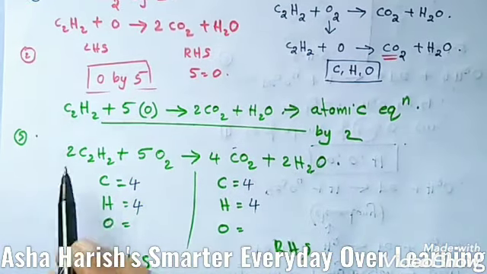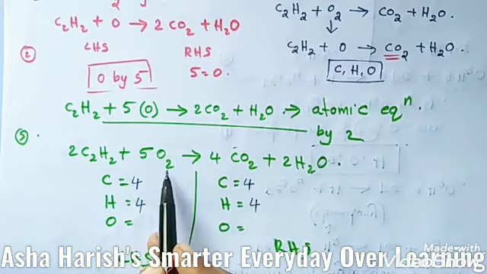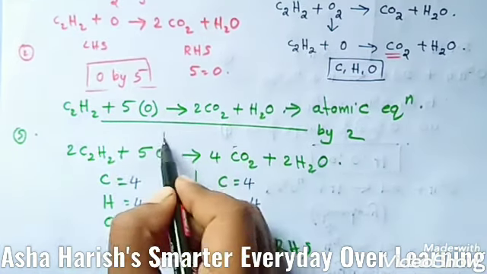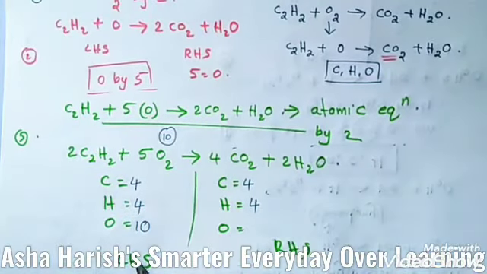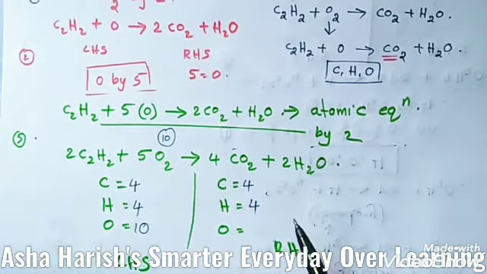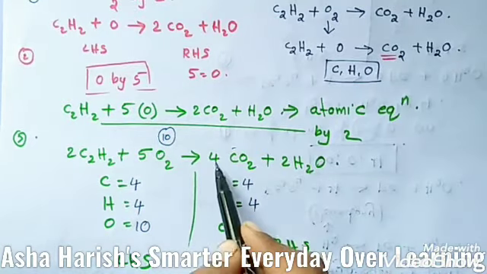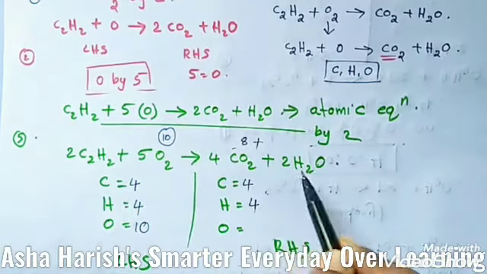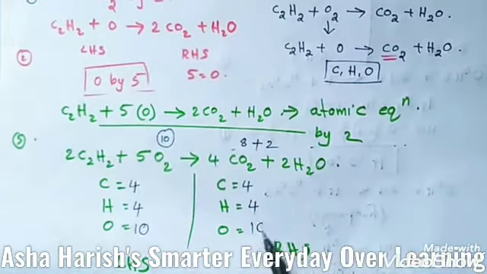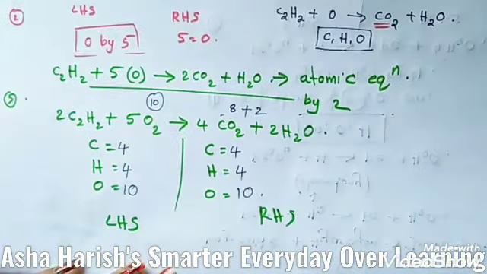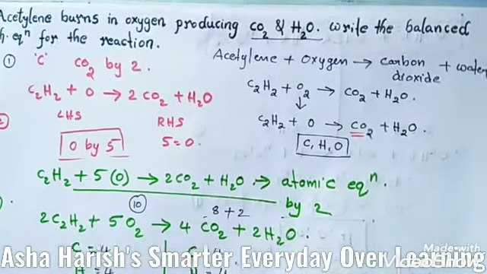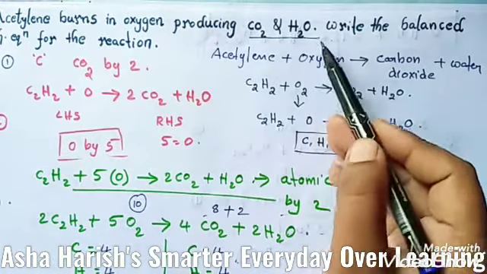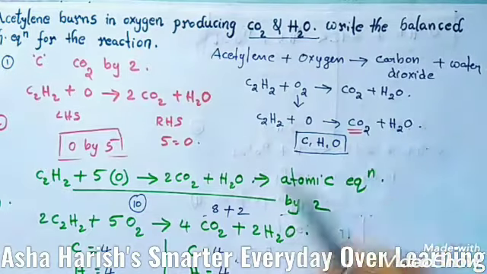Coming to oxygens, here students 5 2s 10, and in the reactant side oxygens are 10, that is about LHS, and coming to product side oxygens are 4 2s 8 plus 2. Here also same, oxygens are 10. Now this equation is balanced. Now in the question, acetylene burns in oxygen producing CO2 and H2O. This is the balanced chemical equation.